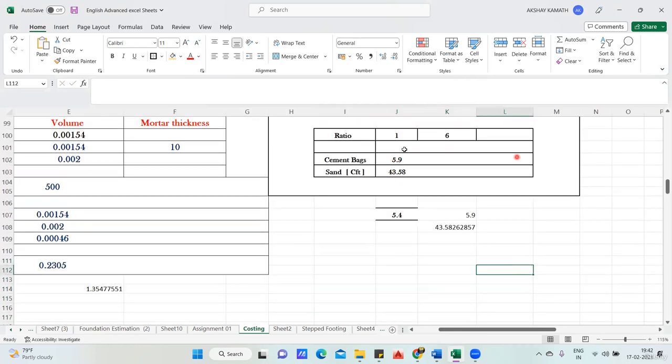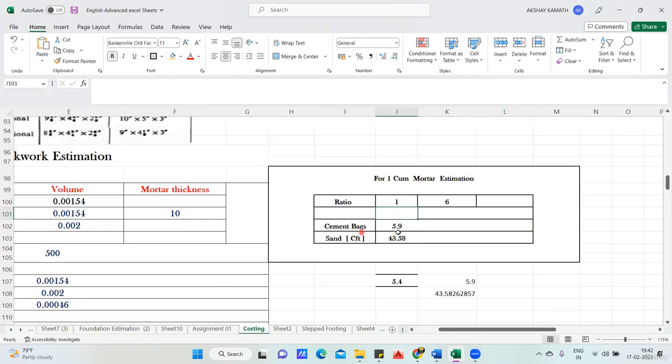Okay, if you don't remember this, again you have to do all this calculation. So instead of that, try to note this down. If it is for 1:6, I require 5.9 bags of cement and sand is 43.58. If somebody asks you for 1:4 ratio, according to that, this is for 1:4 ratio. Somebody asked it for 1:5. For 1:5, it is 6.9 bags of cement, and sand is 42.37.